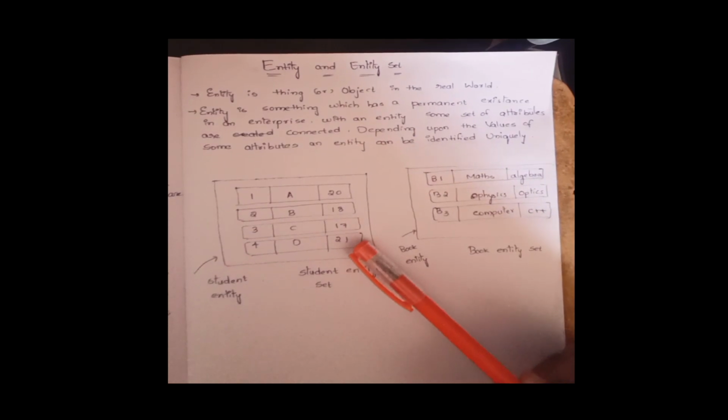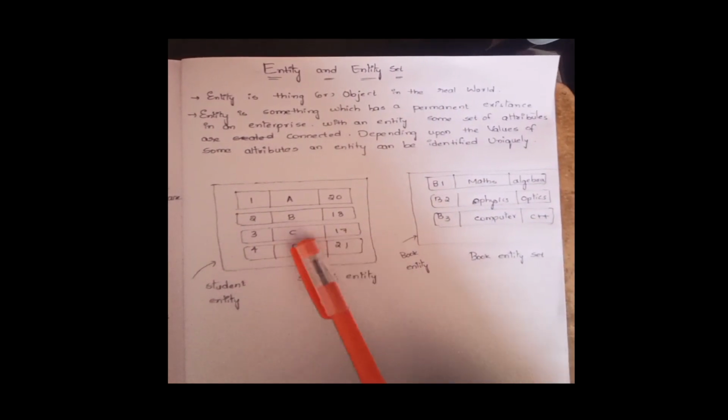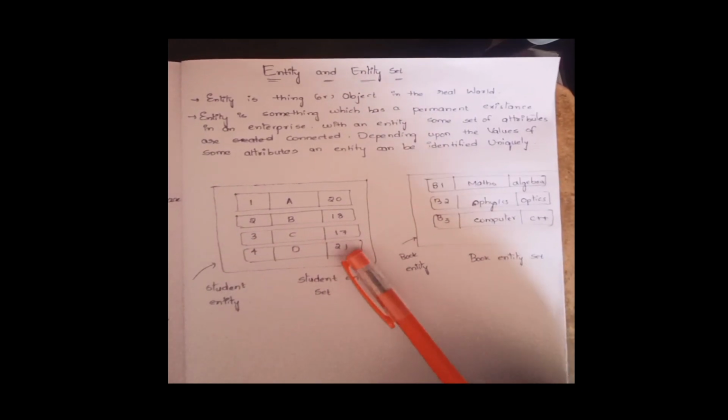So this is one entity. The combination of student roll number, name of the student, and the age of the student, we call it an entity, and separately we call them attributes. It has permanent existence in the student database. So this is one entity, this is one entity, this is one entity, and this is one entity. So all these entities are alike.